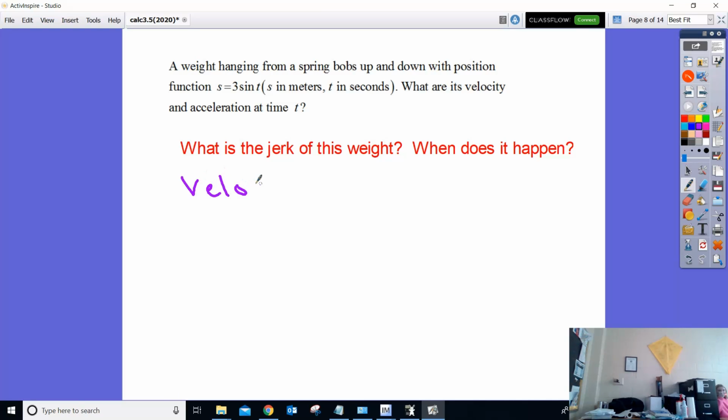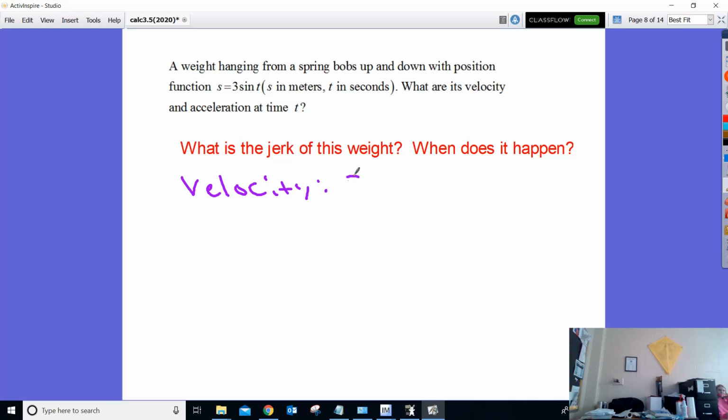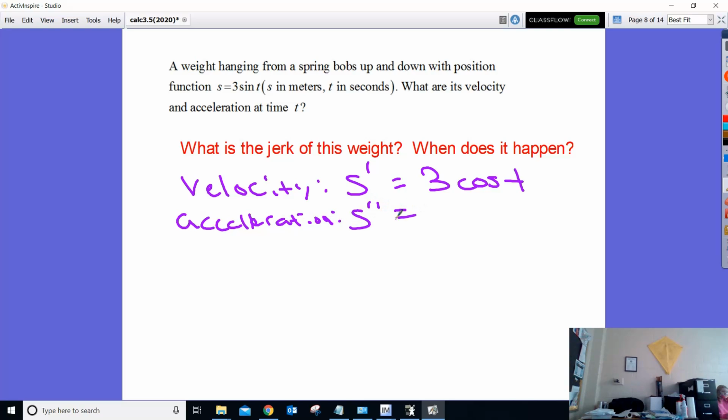Velocity is s prime. Without looking above, what's the derivative of 3 sine t? 3 cosine t, because the derivative of sine is a cosine. So 3 cosine t. All right, acceleration, which I completely misspelled, but whatever. It's s double prime. What's the derivative of 3 cosine t? What's the derivative of that cosine function? Negative sine. So negative 3 sine t.